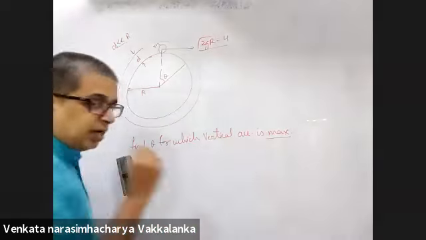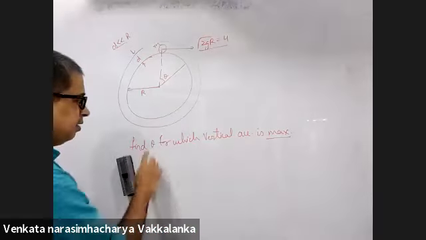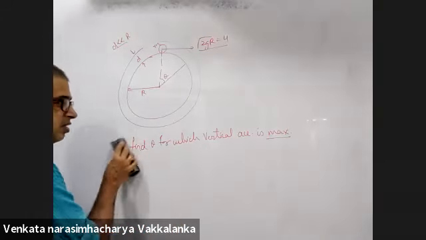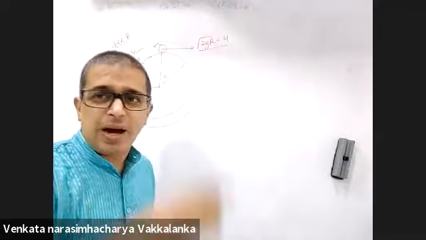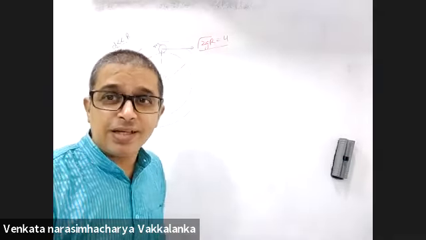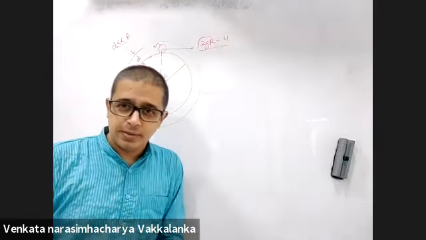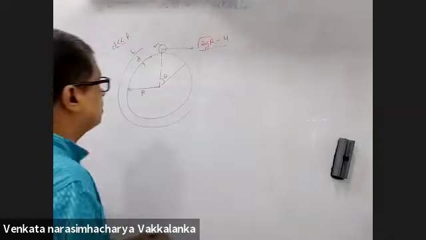Now, what is the question asked here? Theta for which vertical acceleration is maximum. Vertically downwards. It will not be upwards. Does anyone have a doubt about upwards?